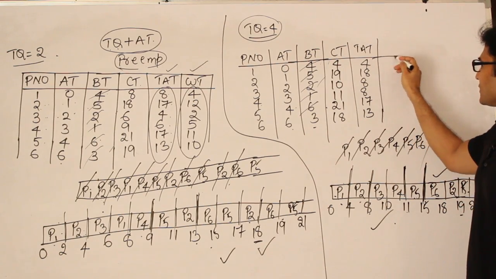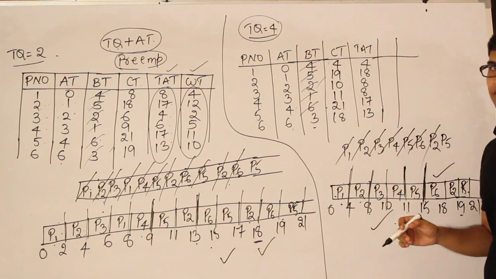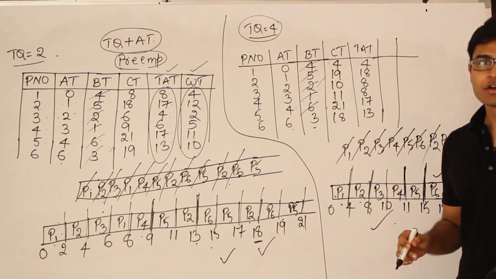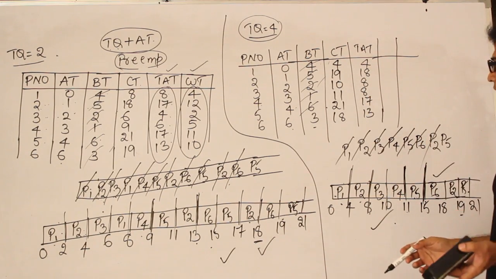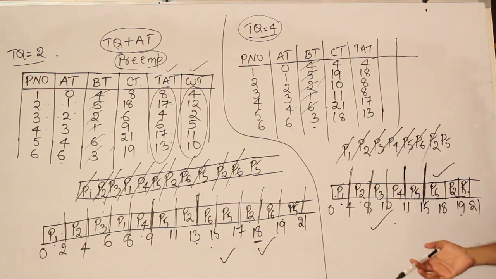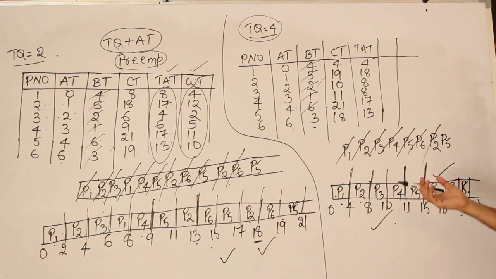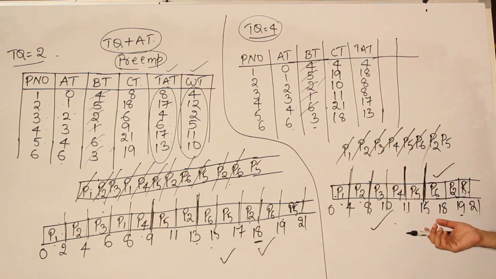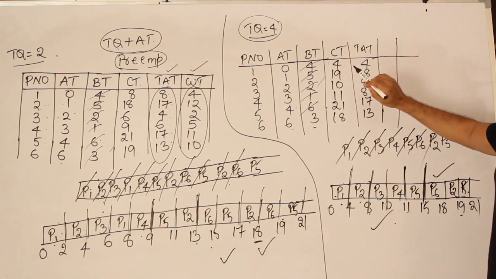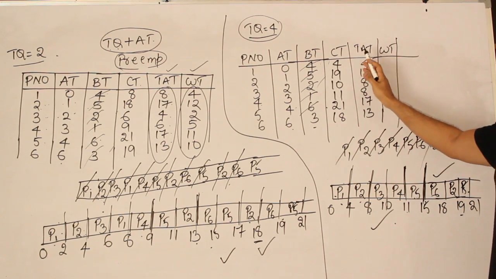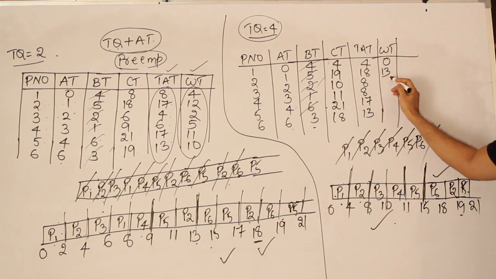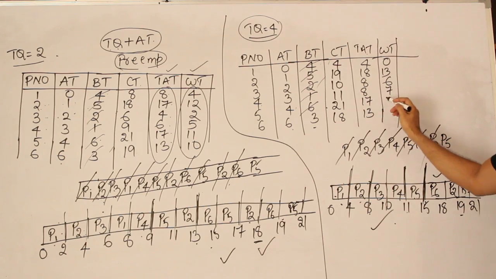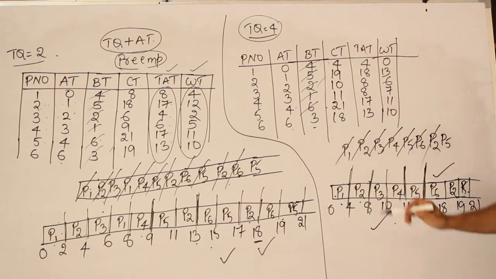In any case, if I write any number wrong, please cross check it. I think you are also doing it along with me. In case you think some numbers I have written here are wrong, please correct them, because I'm just doing it while I'm teaching, so it might be wrong sometimes. And then waiting time is turnaround time minus burst time. Here it is 0, here it is 13, here it is 6, here it is 7, here it is 11, and here it is 10. So that is waiting time.